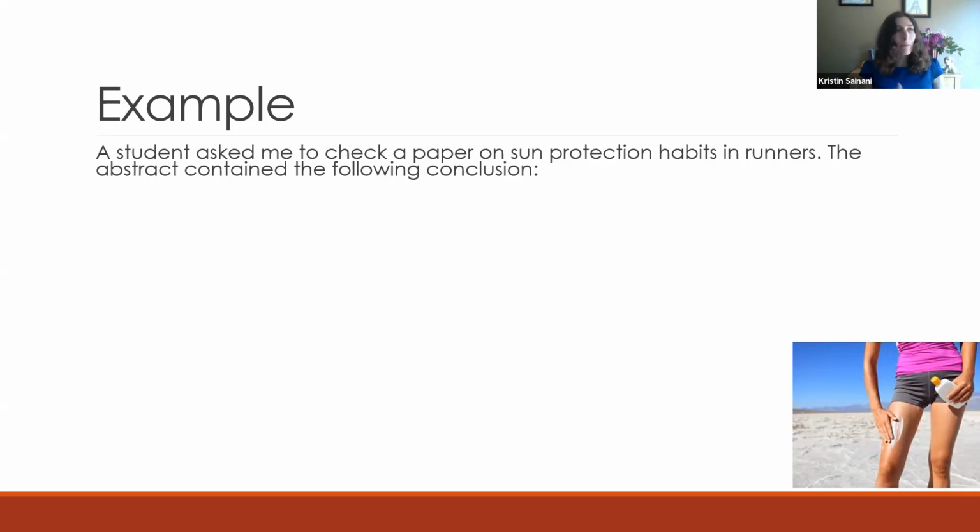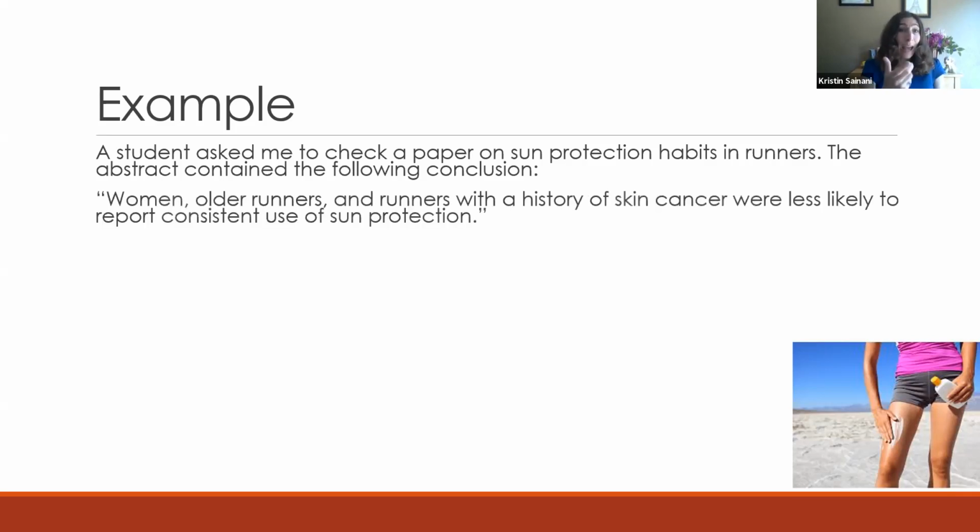And he had prepared a paper, was actually ready to send it out for review, but decided to ask me to check it before he sent it out. So I'm reading along in the paper, and I get to this sentence in the abstract. Women, older runners, and runners with a history of skin cancer were less likely to report consistent use of sun protection. And I thought, that doesn't really seem right, because I happen to know that women and older people tend to be more conscientious. And also you'd expect that people who had had skin cancer would be more cautious about sun protection. So I immediately suspected that there might be a 1-0 reversal error.